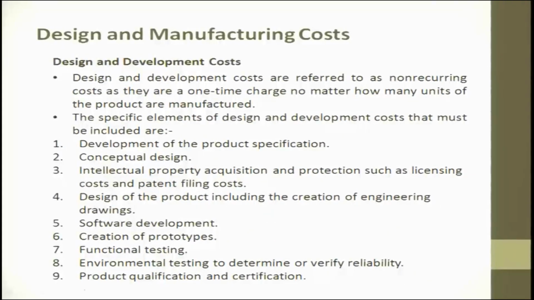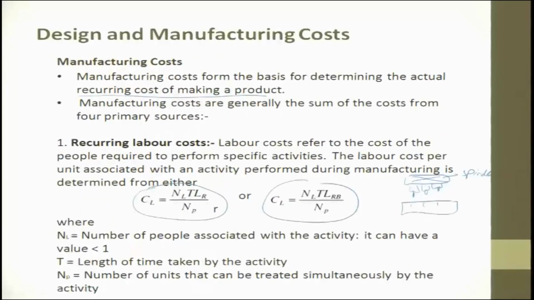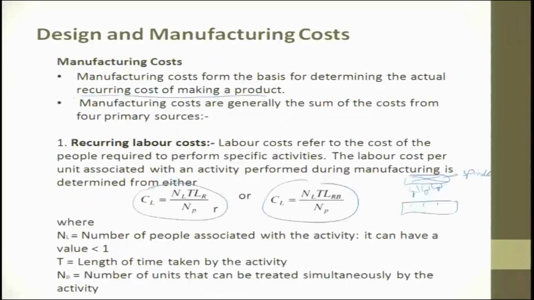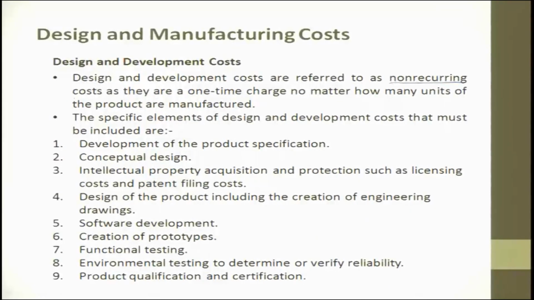So, design and development cost. Here what we saw was manufacturing cost. The next one is design and development cost. Design and development cost are referred to as non-recurring cost. Manufacturing cost is recurring cost. Every part I produce, there is a manufacturing cost. Design is one time; I make it and that is frozen for the rest of the time the product is made in the factory. So, as they are one time charges, no matter how many units you produce.